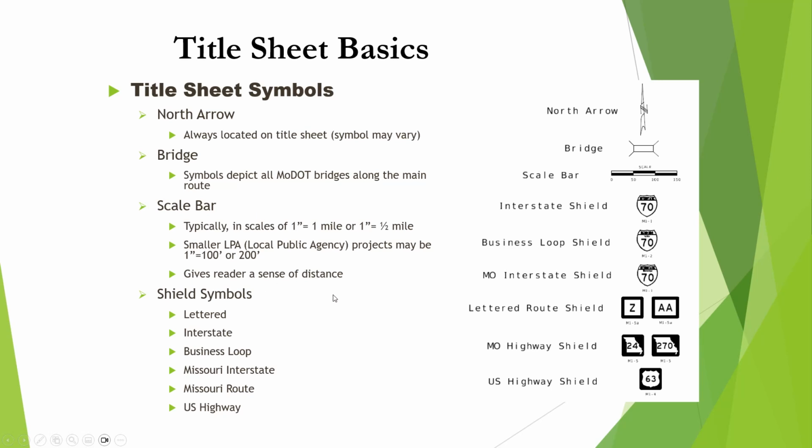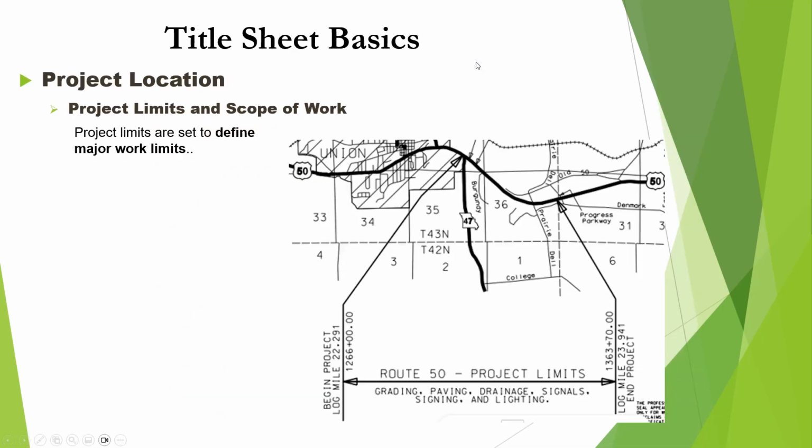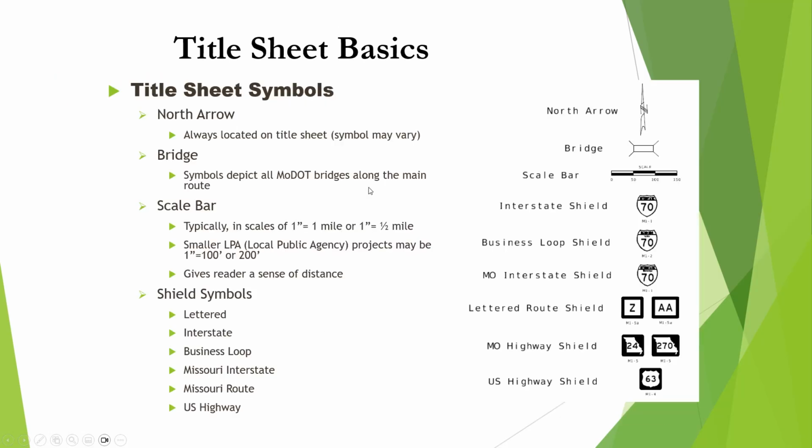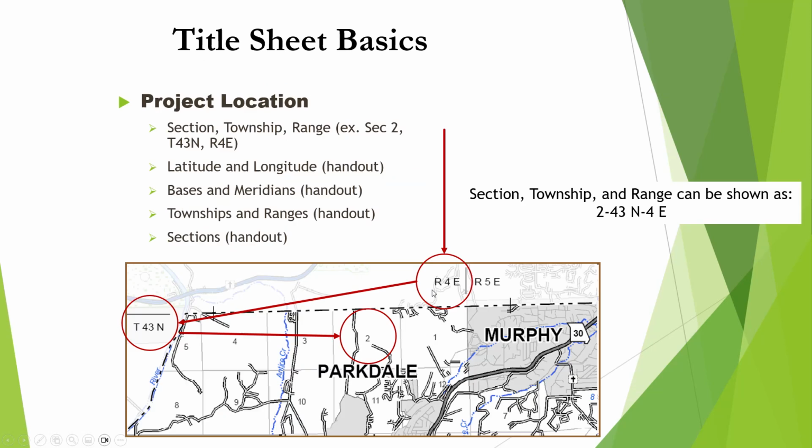And then there are some shield symbols. On the previous slide we had some highway shields out here, 50 and 47. If you want to know what those are, you just come over to this chart here. In our case, we were using the interstate shield and a Missouri highway shield. So we have lettered, interstate, business loop, Missouri interstate, Missouri route, and U.S. highway. All these symbols represent the roadways out there.